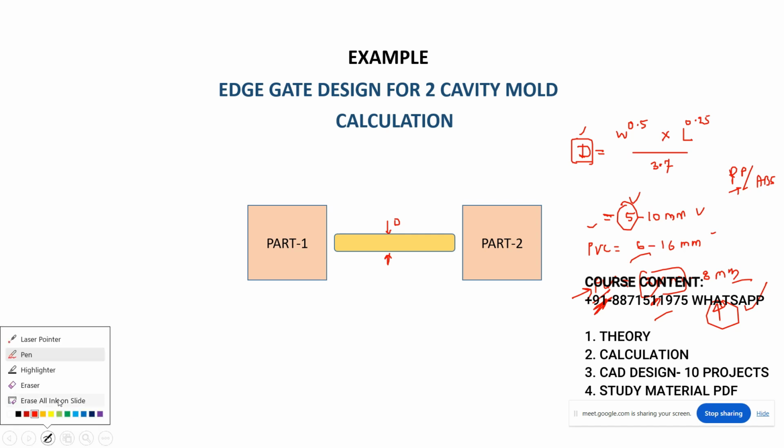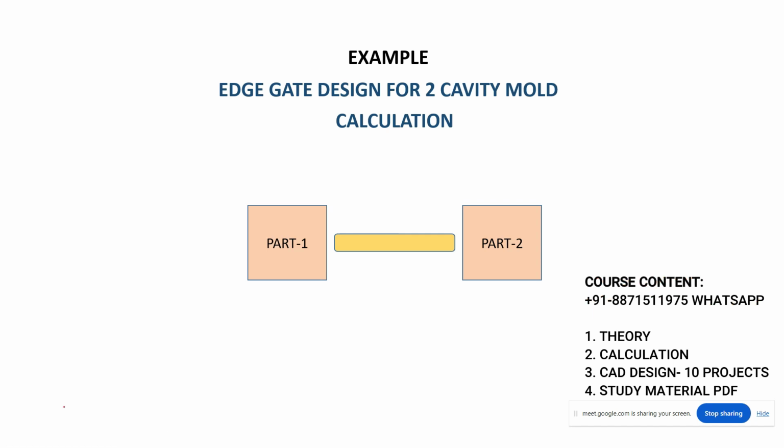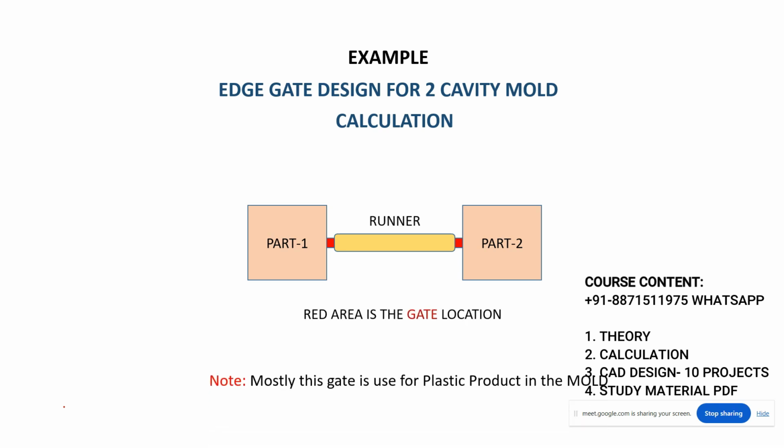Here we have part 1 and part 2, and I have designed the complete runner, which is the primary runner. This red portion is the gate. Here I am using the edge gate. So this is the runner, and the red area is the gate location.